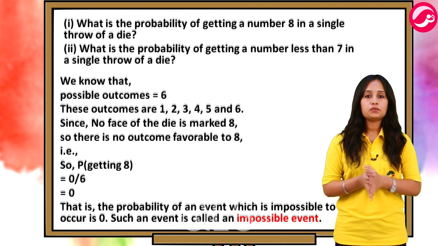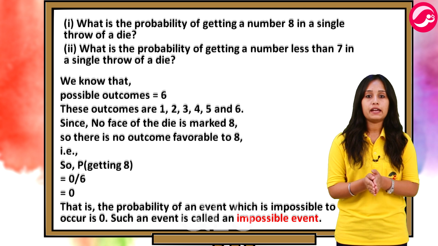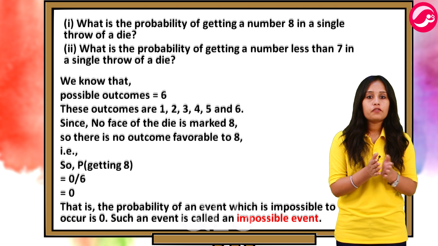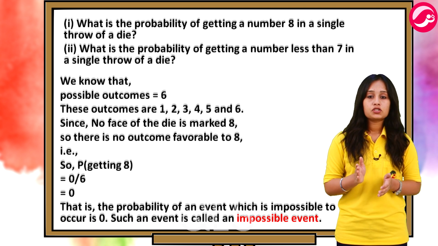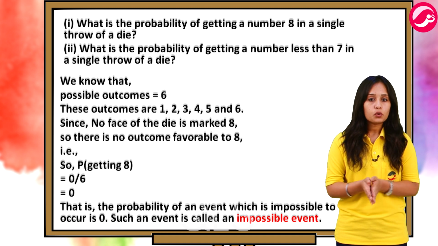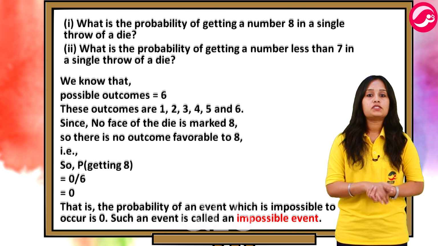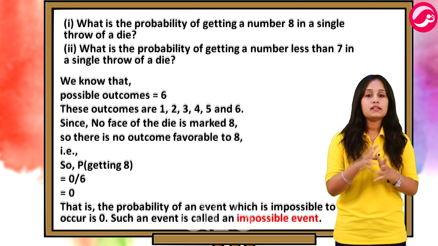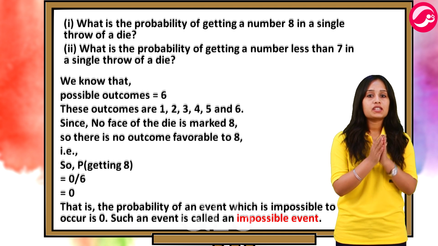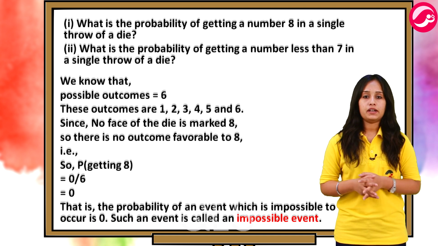So for the first part of the problem, we know that there are only 6 possible outcomes in a single throw of a die. These outcomes are 1, 2, 3, 4, 5 and 6. Since no face of the die is marked 8, there is no outcome favorable to it. That is, the number of such outcomes is 0. In other words, getting 8 in a single throw of a die is impossible. So P of getting 8 will be 0 by 6, that is 0. That is, the probability of an event which is impossible to occur is 0. Such an event is called an impossible event.